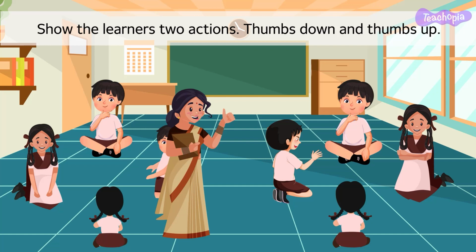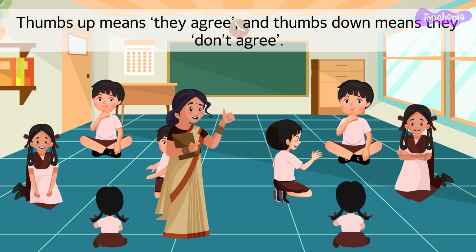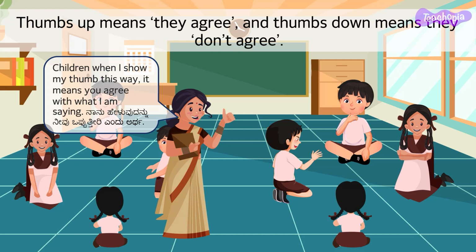Have the learners sit comfortably and show them two actions: thumbs up and thumbs down. Explain that thumbs up means they agree and thumbs down means they don't agree. Children, when I show my thumb this way, it means you agree with what I'm saying.